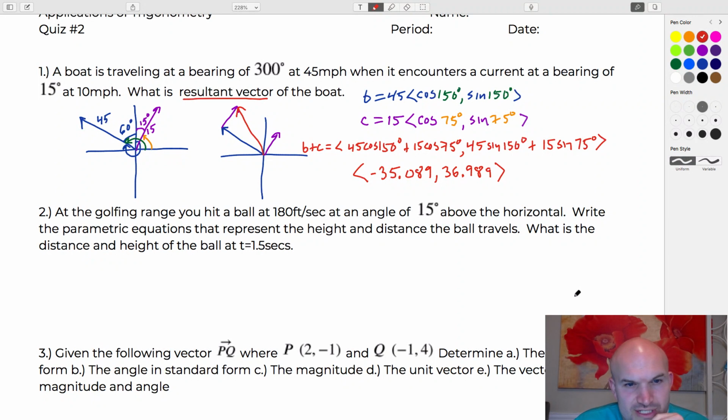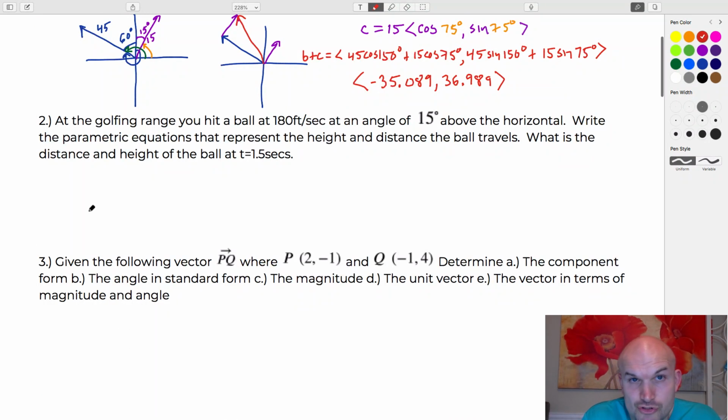Write the parametric equations that represent the height and the distance the ball travels, and what is the distance and height of the ball at 1.5 seconds. So it'd be really nice to have a calculator to do the parametric equations, but I told students that you don't have to have a graphing calculator to do this test, so therefore we're going to do it without graphing or looking at the graph.